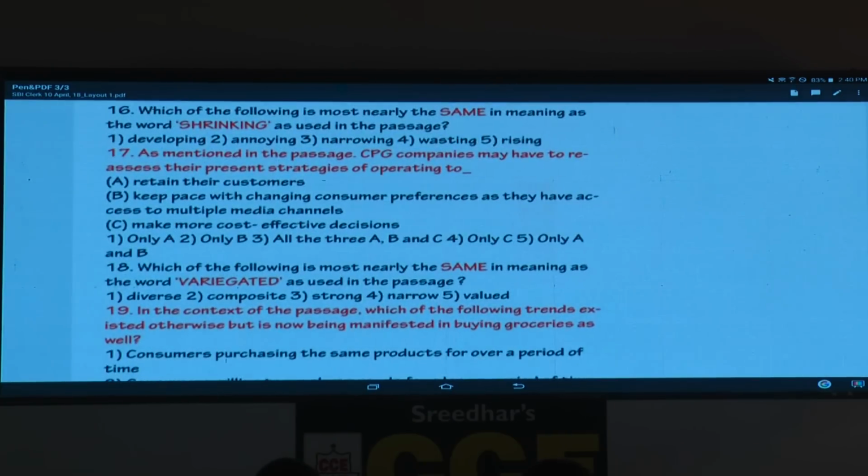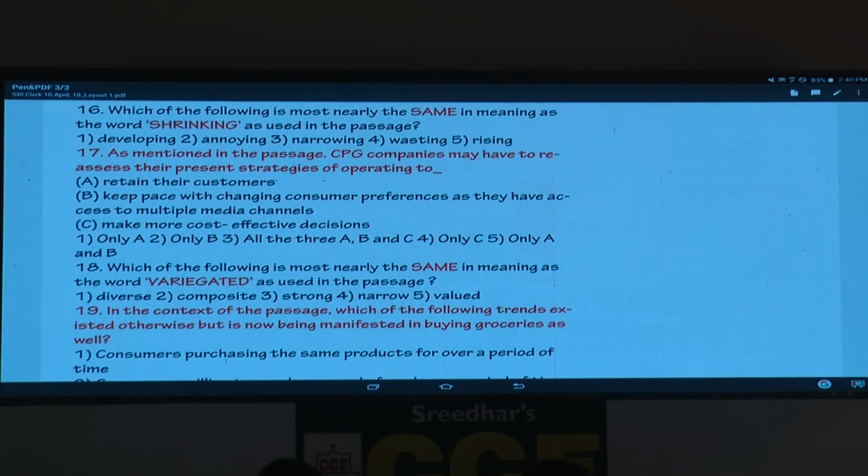It's nearing 2:40. Question number 16, we have done only 50%. Which of the following is most nearly the same in meaning? Shrinking. So based on the context, shrinking, business is shrinking. So what is the answer here?